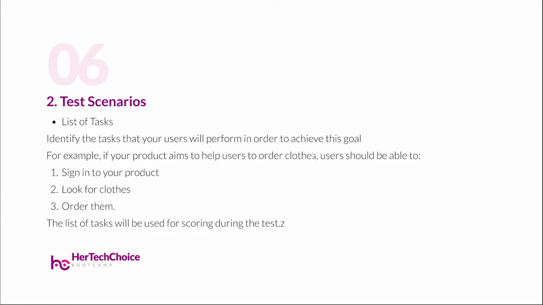Still in the scenarios, you have to list out the tasks to be carried out by the user. Identify the tasks that your users will perform in order to achieve this goal. For example, if your product's aim is to sell or order clothes, users should be able to first off sign into your product. Secondly, look for clothes, maybe search for them, and the last step is to order them, place an order. The list of tasks will be used for scoring during the test.